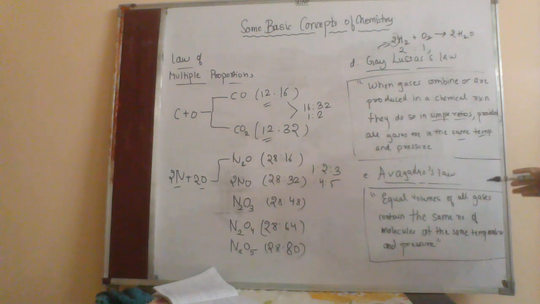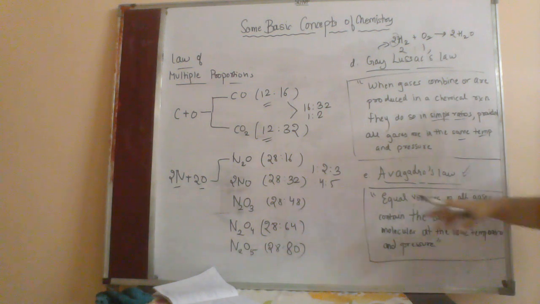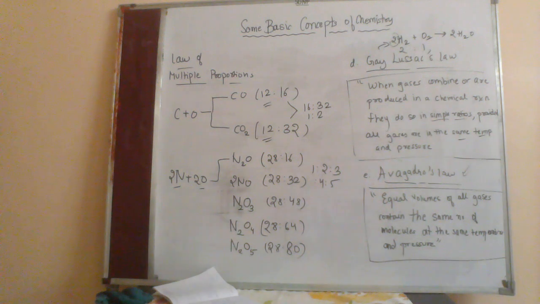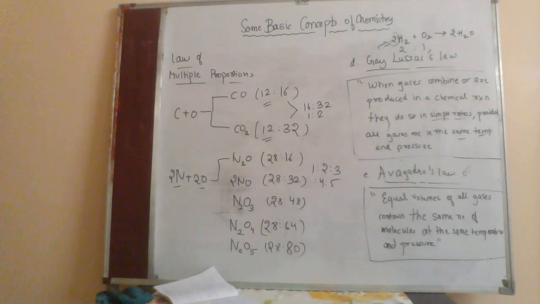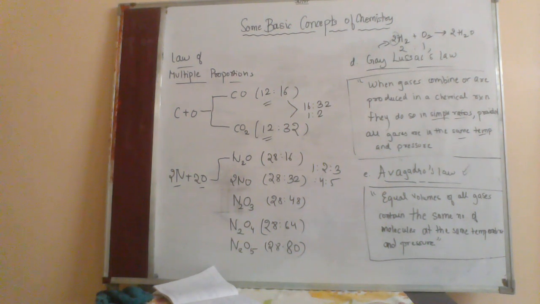Now coming to the last law, that is Avogadro's law. We know about Avogadro's constant also, but now we are studying Avogadro's law, that is equal volumes of all the gases contain the same number of molecules at same temperature and pressure. So this was the last law of the laws of chemical combination.